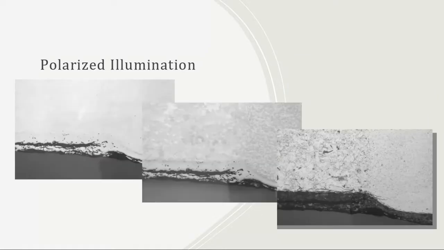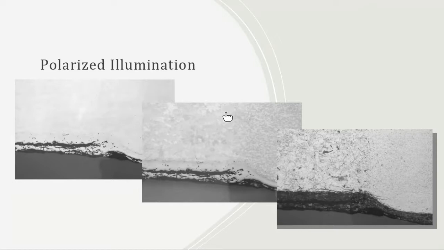Here's an example. Under polarized illumination, this first image on the far left is the sample unetched in the as-polished condition, no chemicals, nothing on it. That's what it would look like. Taking that same sample and applying a polarized look to it, all of a sudden you see a grain structure appear, and that's the center image. So you can see a grain contrast. You can see how these are large grains out here, and these are very fine grains here.